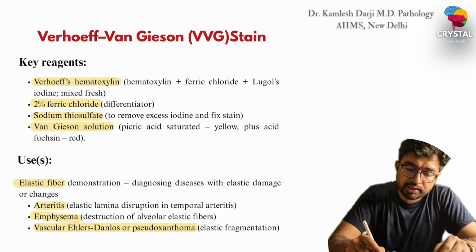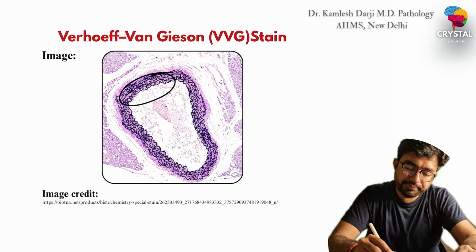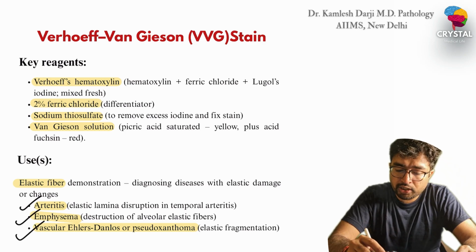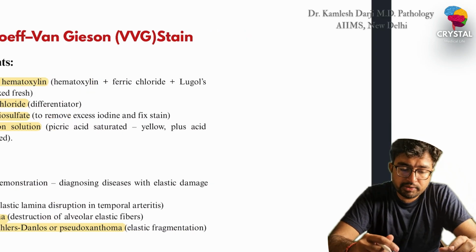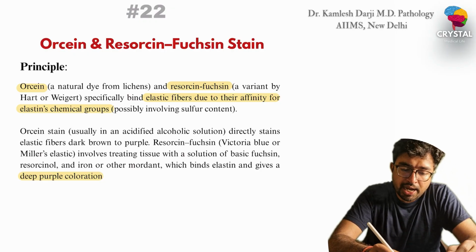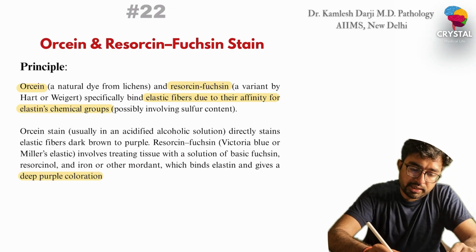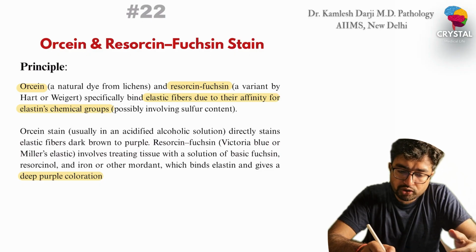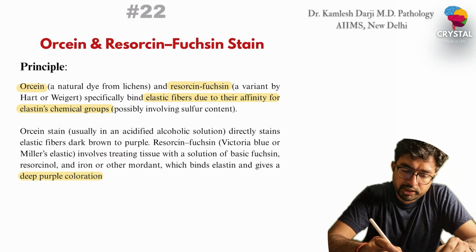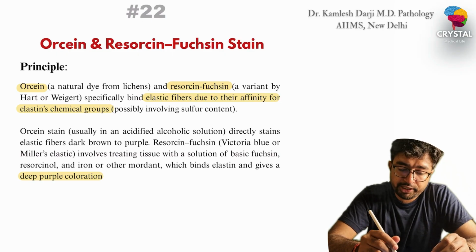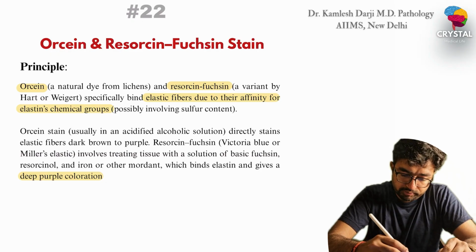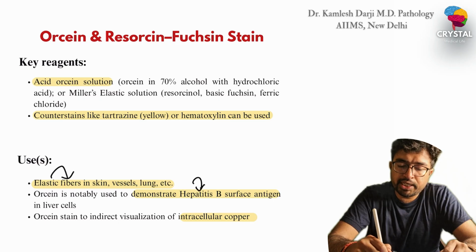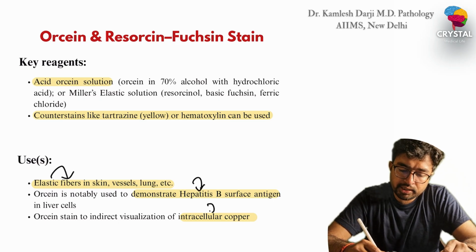These black blue fibers are the elastic fibers in an artery, and it is used in arteritis, emphysema, vascular Ehlers-Danlos, or pseudoxanthoma specimens. Next is the orcein and resorcin fuchsin stain. Orcein is a natural dye from the lichens, and resorcin fuchsin, a variant by Hart and Weigert, specifically binds elastic fiber due to their affinity for the elastin chemical groups, and it will give deep purple coloration.